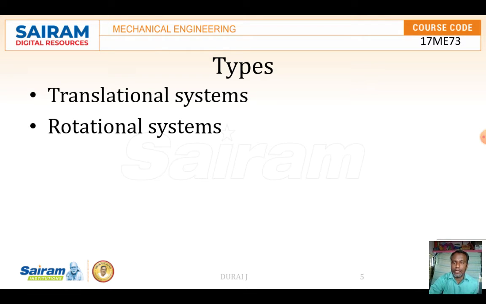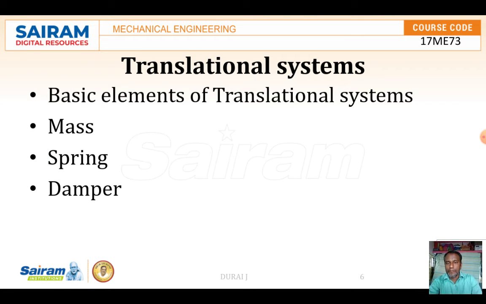Then comes the rotational system. It moves with rotational movement, that is, it rotates about its own axis. That is a rotational system. Okay, there are two types, translational and rotational systems. Then we will see the translational system.